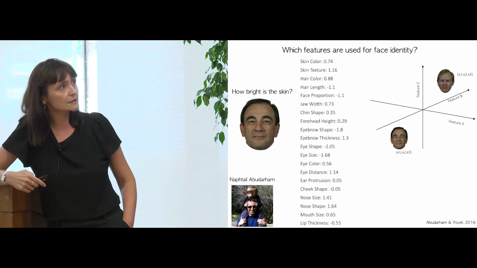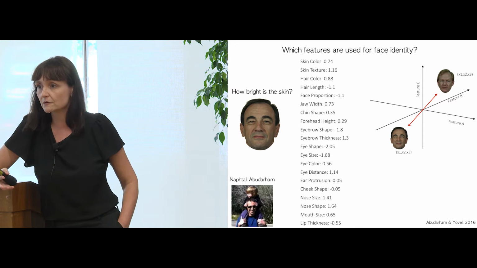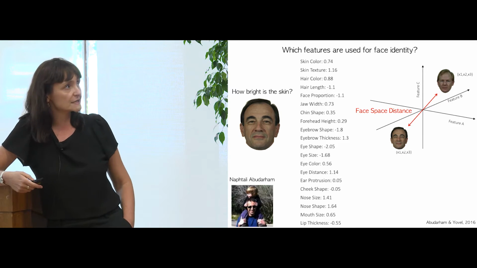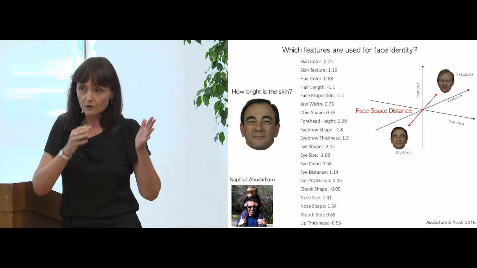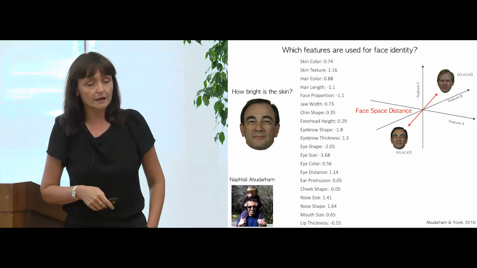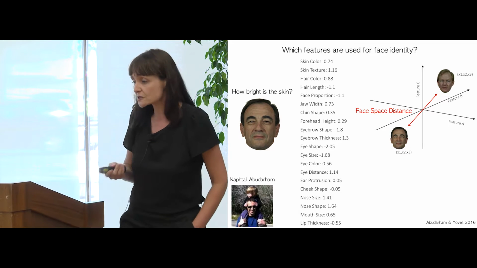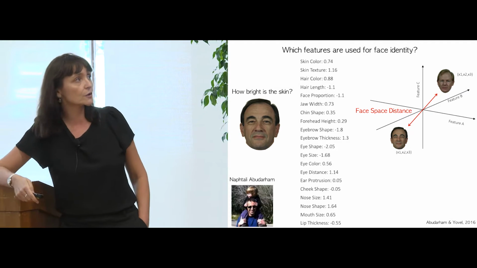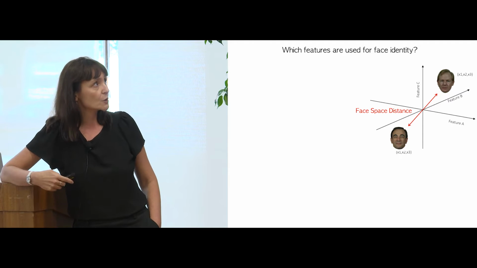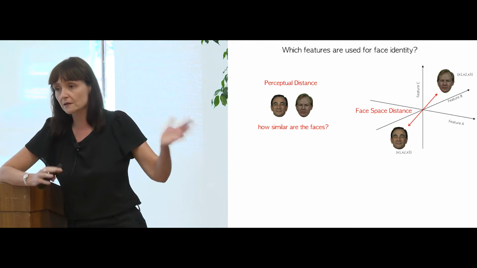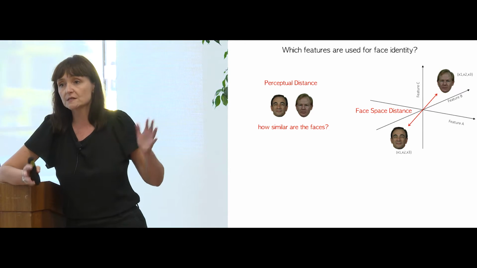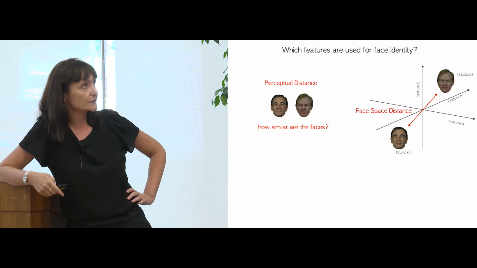And we can measure the distance between our different faces in our database based on what we call the face space distance, the distance between feature vectors of 20 numbers of those 20 features. And now in order to find out whether those features are actually used for face identity, what we can do is we can correlate this face space distance with a perceptual distance score, which is by asking another group of subjects, just tell me from 1 to 6 how similar or different are the two faces.